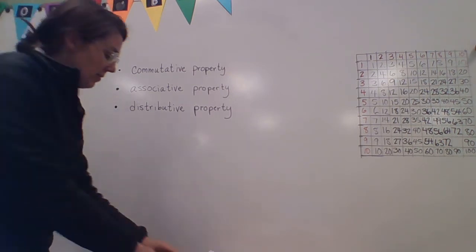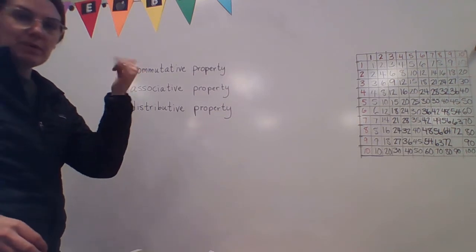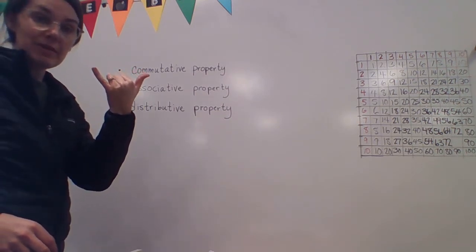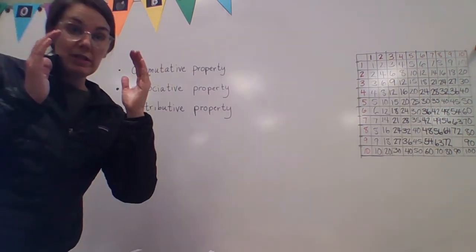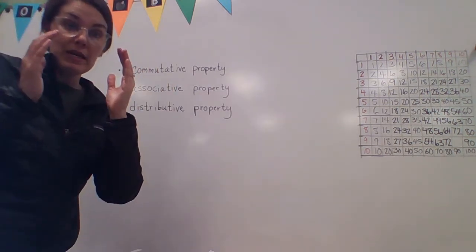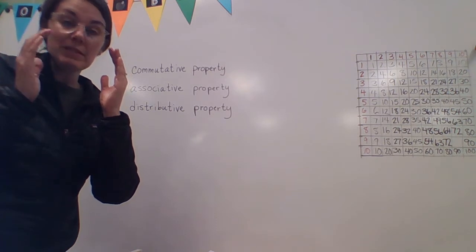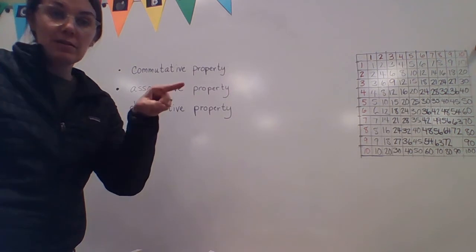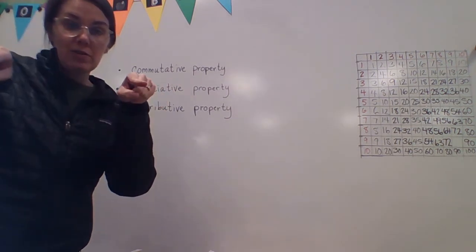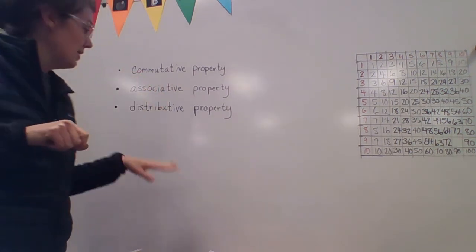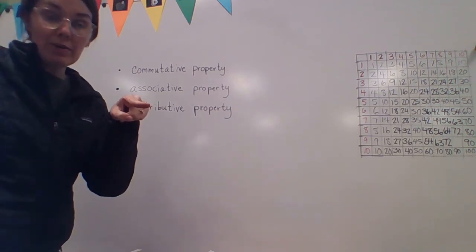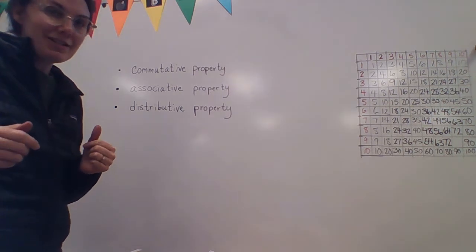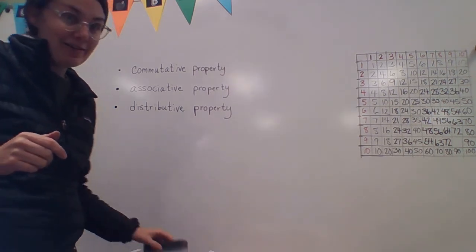Oh, I'm sorry. Commutative property. Order doesn't matter when we multiply. We still get the same product. We still get the same answer. Associative property. We can group numbers any way we like in a multiplication problem. Same answer. And distributive property. I use this for distributive property. Distributive property means that we can break apart numbers any way we like and still also get the same answer. So multiplication is kind of like magic that way. That's how I like to think of it anyway.